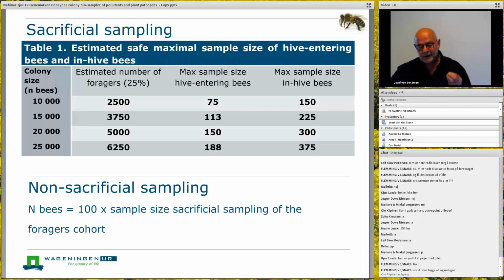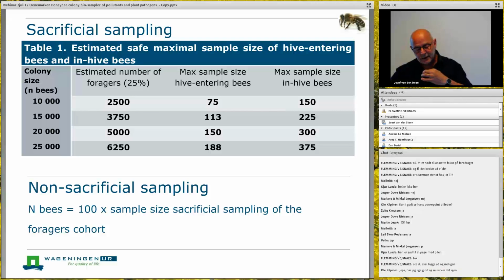By applying the non-sacrificial sampling, we don't take bees. So that means the number of bees we can use is unlimited.